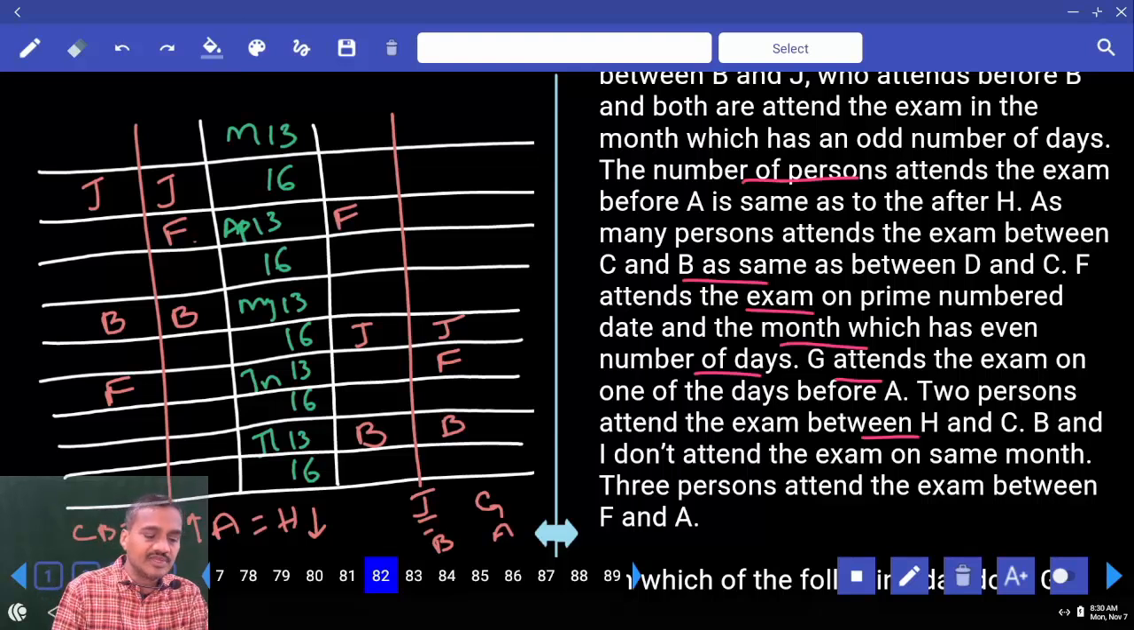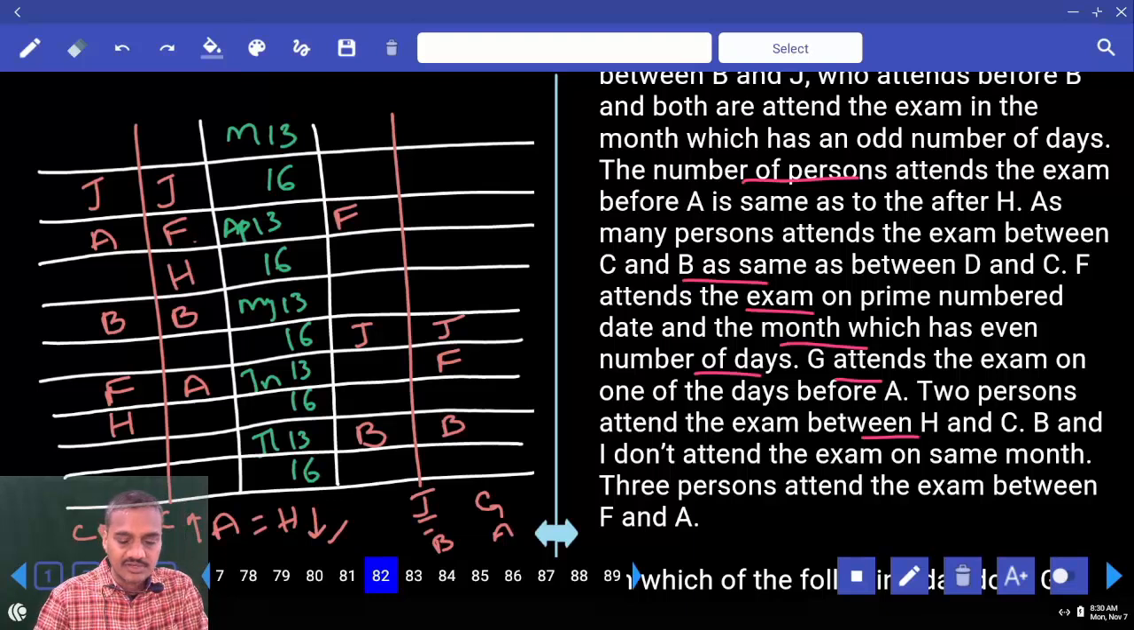Now in between F and A, how many people are there? Exactly 3: 1, 2, 3, A will be here. Now if A is here, the number of persons before A equals the number of persons after H. Before A there are 2, so after H there must be 2. Here, before A is fourth from the bottom, 1, 2, 3, 4, so H must be fourth from the top.